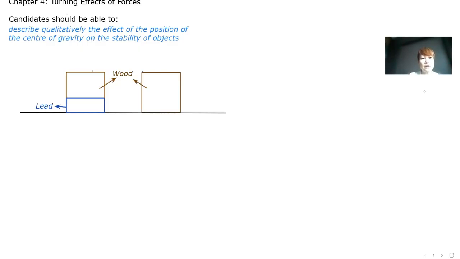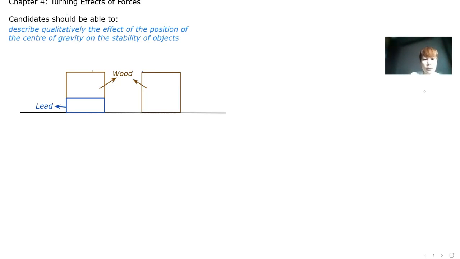Okay, so in this diagram, you see two objects. Both are made of wood, but the one on the left has lead attached to it. First and foremost, let's identify the position of the center of gravity. The center of gravity is the point at which the entire weight seems to be acting. So definitely it will gravitate towards the area that has larger mass and therefore larger weight.